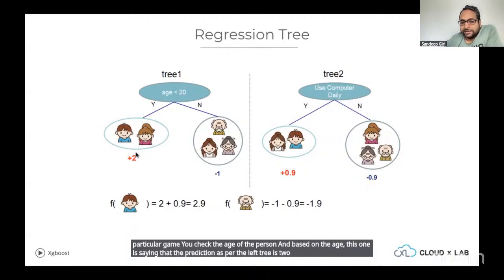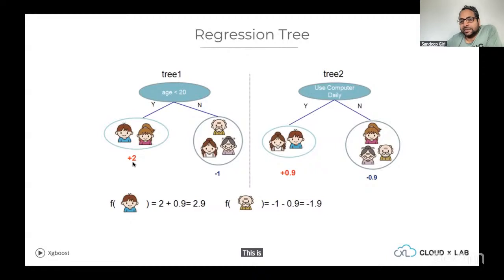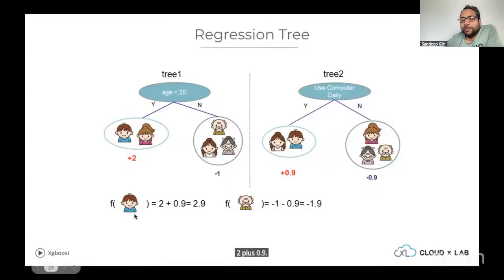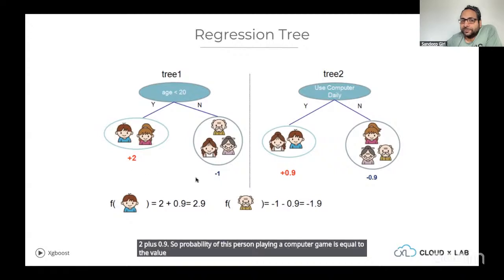This is how much is the chance that this person will play a particular game. And then the second tree is saying the chance is 0.9. So you add the two numbers, 2 plus 0.9. So the probability of this person playing a computer game is equal to the value given by the first one plus the value given by the second one, right?